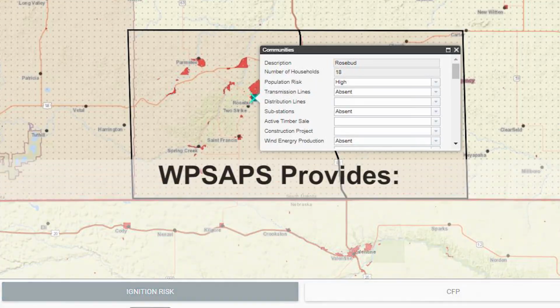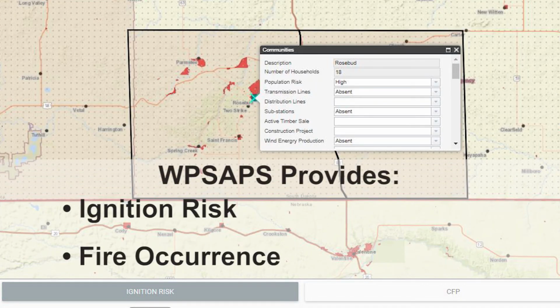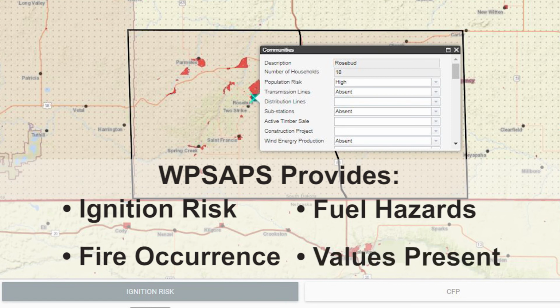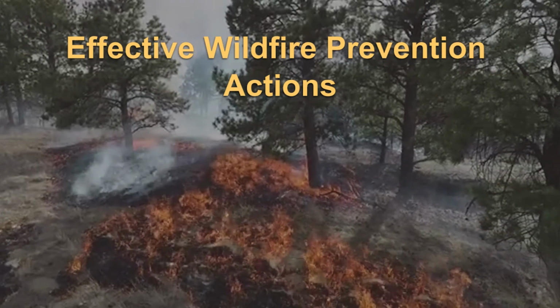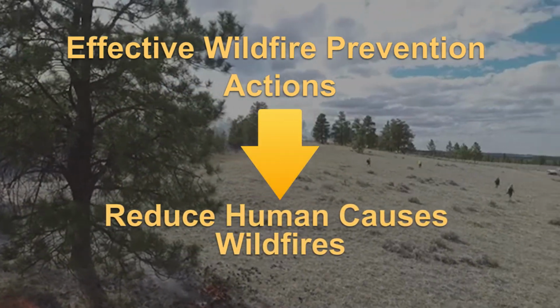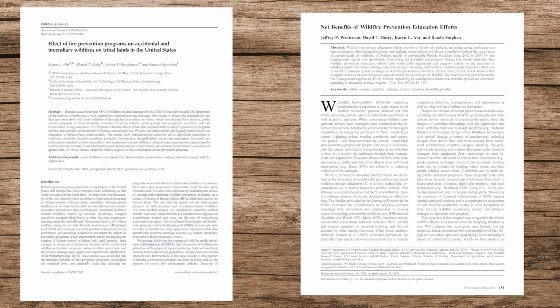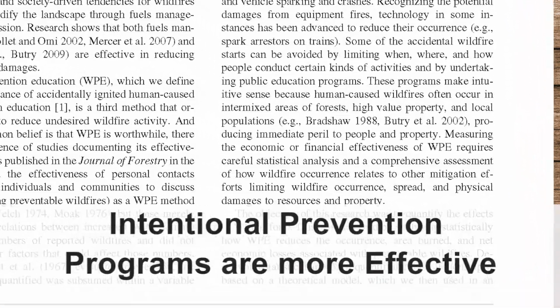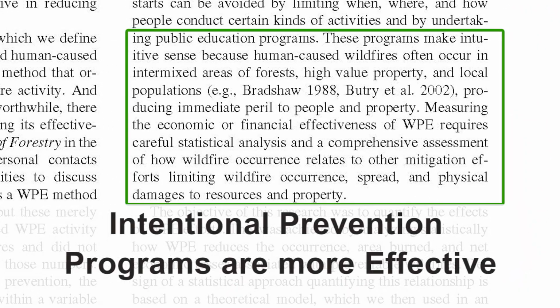WPSAPS provides an analysis of ignition risk, fire occurrences, fuel hazards, and the values present. Then it provides a recommendation of wildfire prevention actions that have demonstrated effectiveness in reducing human-caused wildfires. We also know from research that organized intentional programs are much more effective than unintentional programs.